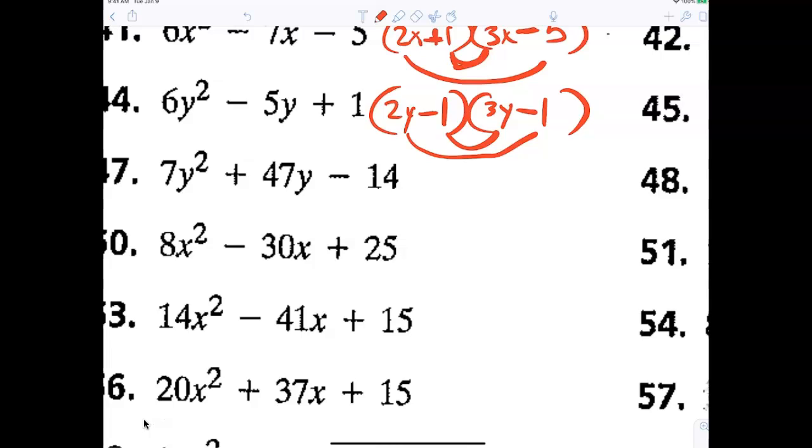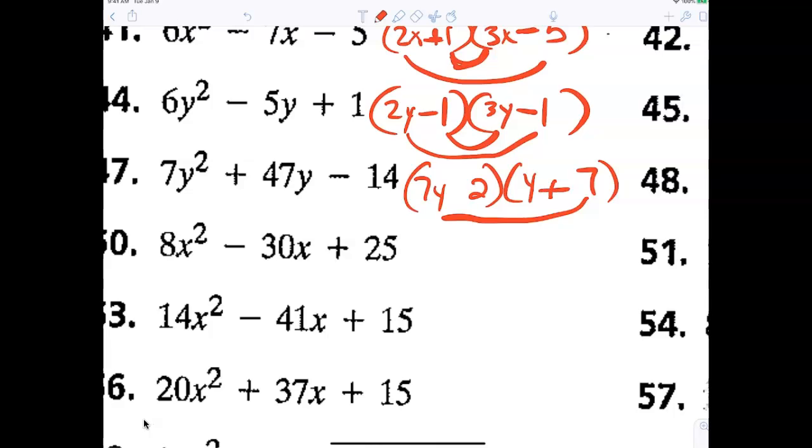Next one, 7y squared. 7y and y. Factors of 14. Now, where do you think the 7 is going to go if I want 47 on the right side? Because that'll give me 49. And then 2 over here. So I want the 7 to be positive and the 2 to be what? Yes.